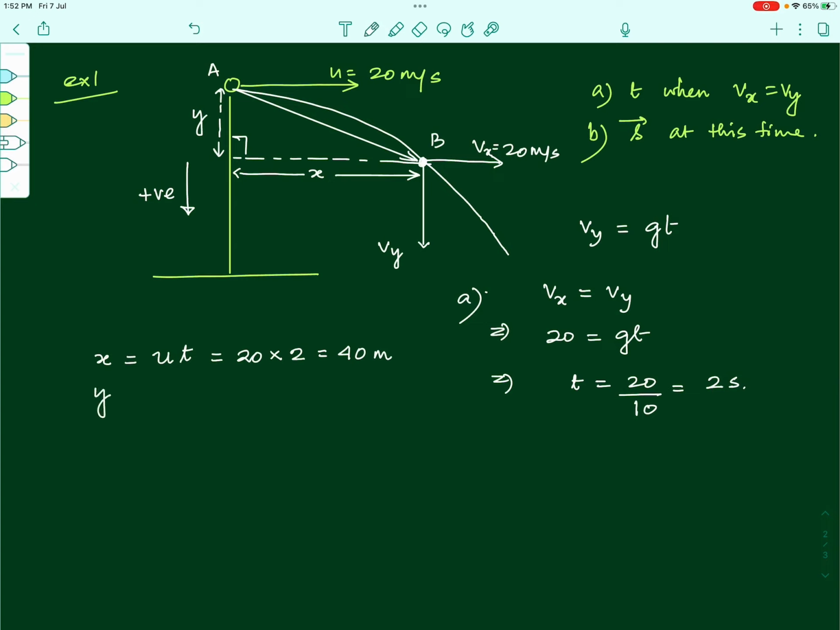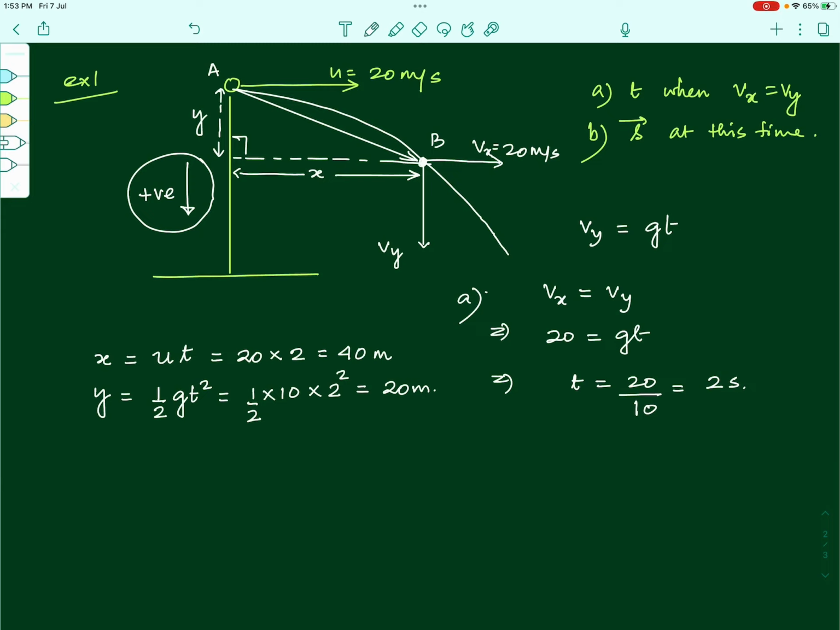Whereas along the y axis, the displacement equation is slightly different. It is ut plus half at squared, where u is 0 for the y direction, right? So along the y direction, the displacement will be half gt squared, because acceleration is equal to g. And since we have taken downward direction positive, we'll be writing plus g here instead of minus g. So no minus sign here this time. And now we substitute the values. Half g is 10, t squared. Solve it to get 20 meters as the y directional displacement.